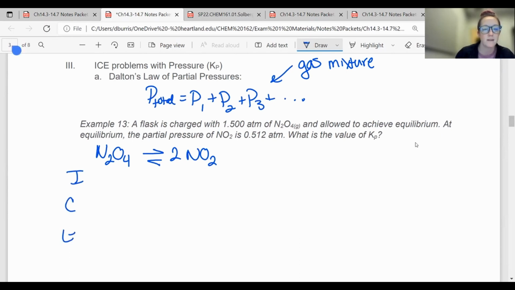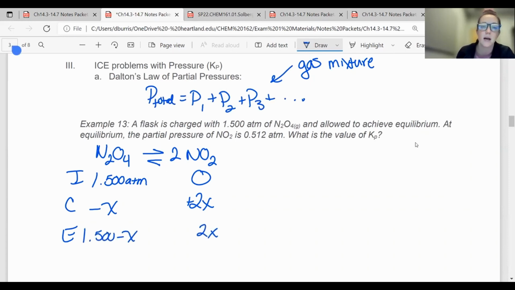So I'm going to start setting up my ICE table here. Now I said you can use molarities or you can use pressures, right? If we're calculating Kp, we should use pressure. So I started with 1.500 atmospheres here. I didn't have any of this. So I know I'm going to lose some of this and gain some of this. So this is 1.500 minus x, and this one is 2x.